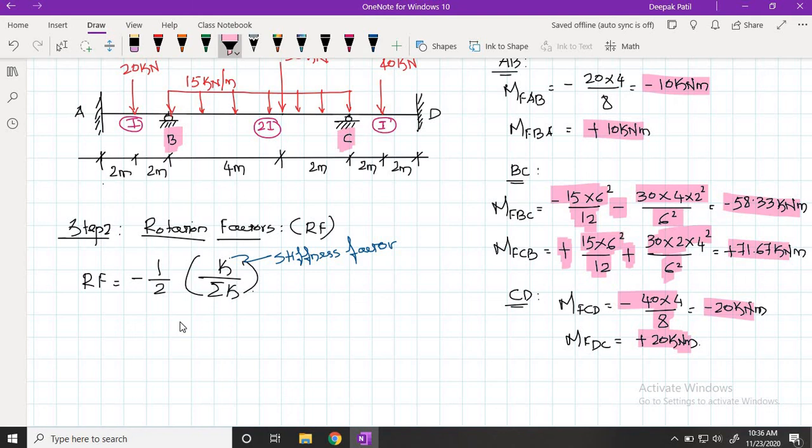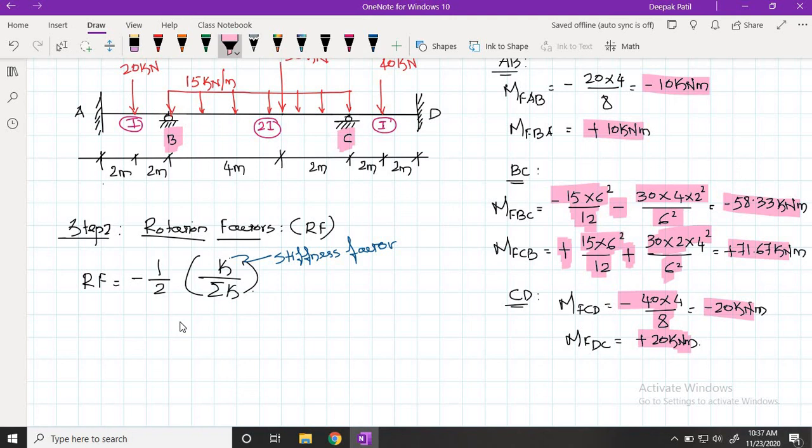When you see this beam ABCD, A is fixed, so it cannot rotate. D is fixed, that also cannot rotate. But B and C are rollers that can rotate. That's why I need to find the rotation factors only at B and C, not at A and D, because A and D are fixed and they cannot rotate. You should not find the rotation factors at A and D, but you need to find them at B and C because they are able to rotate.